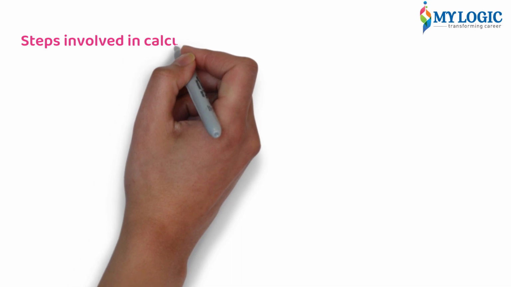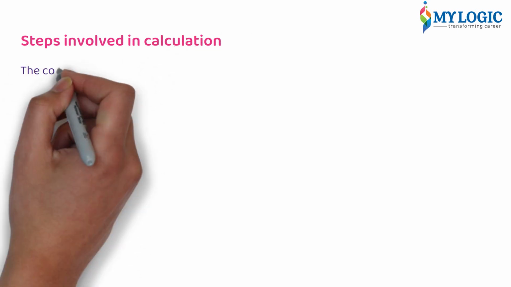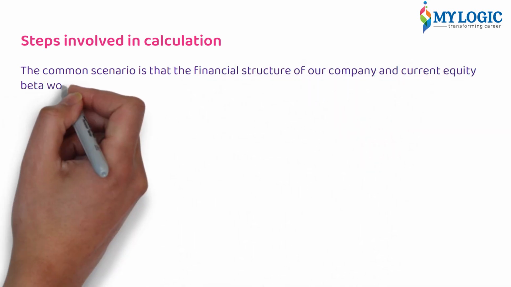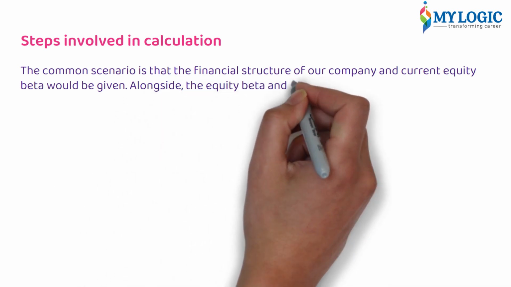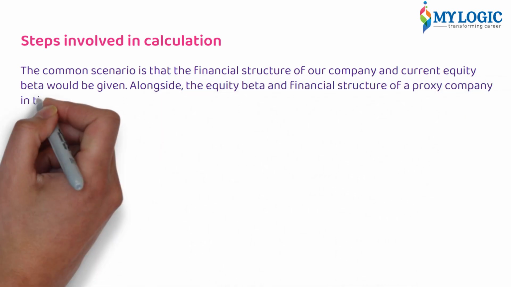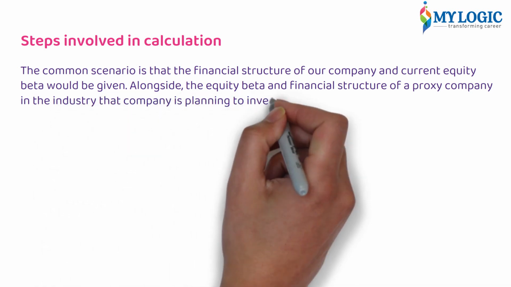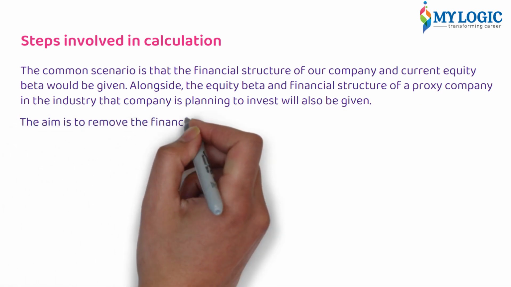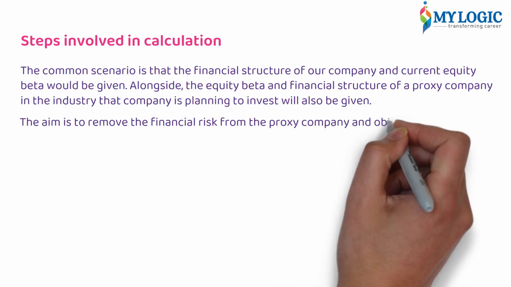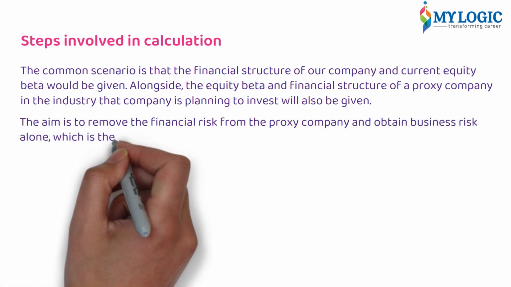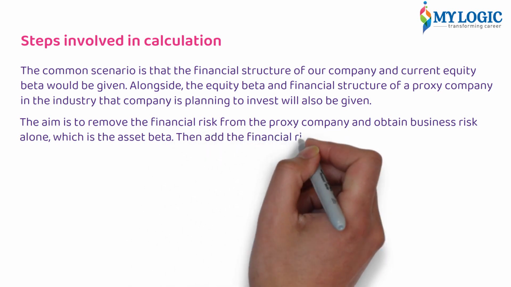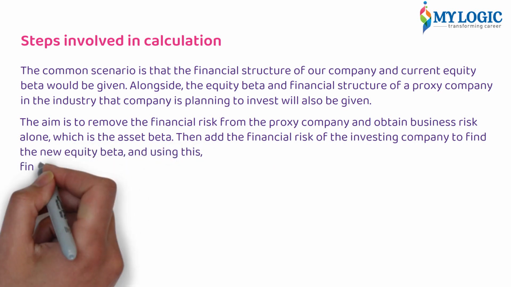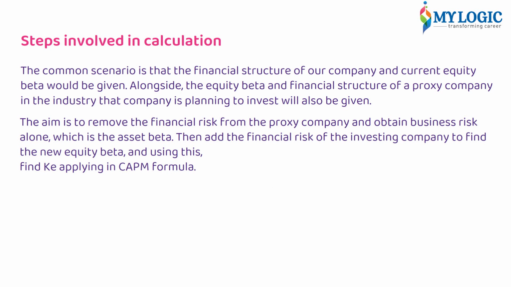Steps involved in calculation. The common scenario is that the financial structure of our company and current equity beta would be given. Alongside the equity beta and financial structure of a proxy company in the industry that company is planning to invest will also be given. The aim is to remove the financial risk from the proxy company and obtain business risk alone, which is the asset beta. Then add the financial risk of the investing company to find the new equity beta, and using this, find KE applying in CAPM formula.